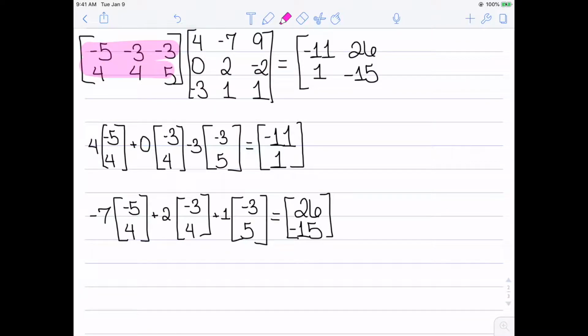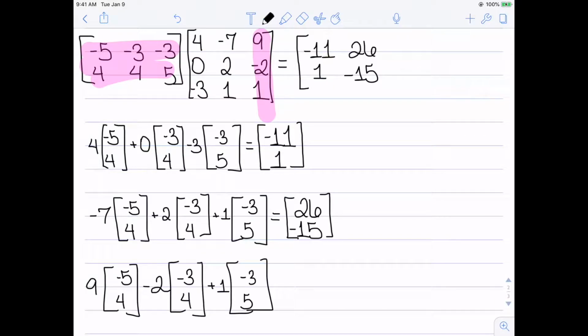Finally, I'm going to do my matrix times the third column. So I have 9 times the first column minus 2 times the second column plus 1 times the third column. To get this, I have 9 times -5 minus 2 times -3 plus 1 times -3, which is -42. For the second row, I have 9 times 4 minus 2 times 4 plus 1 times 5, which is 33. So now this corresponds to the third column of my solution, and I now have my answer.